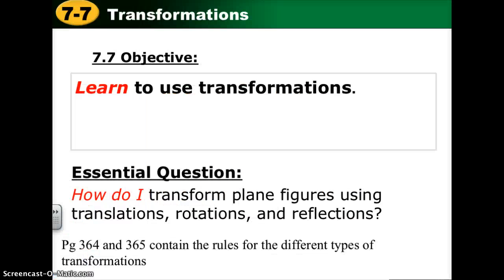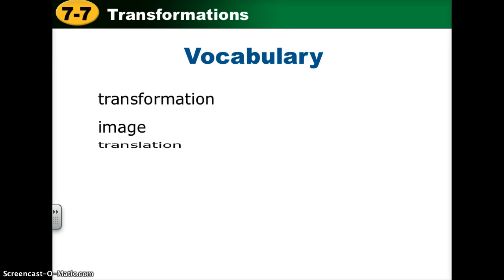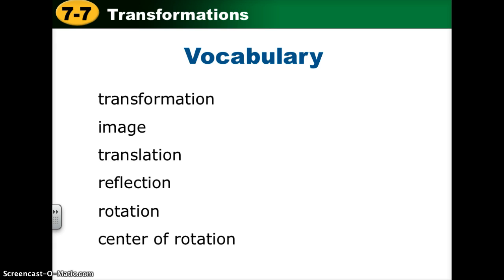7.7 is about transformations. We're going to learn to use transformations, and our essential question, how do I transform plane figures using translations, rotations, and reflections? You can find the rules on pages 364 and 365 in our current textbook. Otherwise, we'll go through them one by one. A lot of different vocabulary terms that we will break down as we go through this lesson.